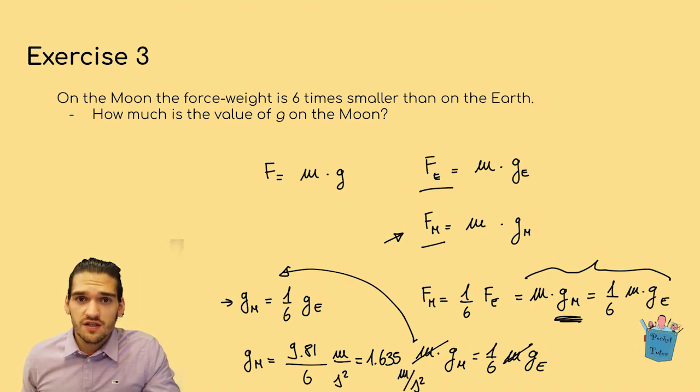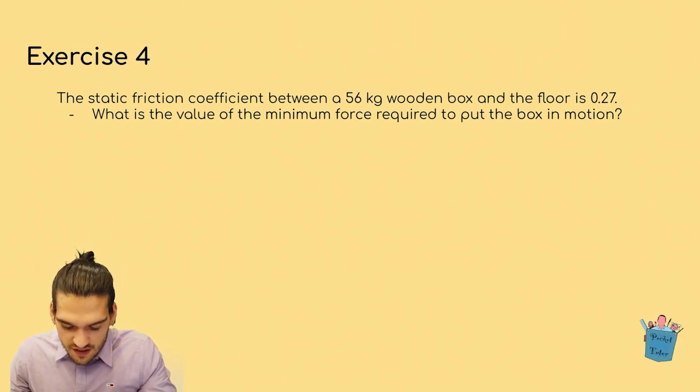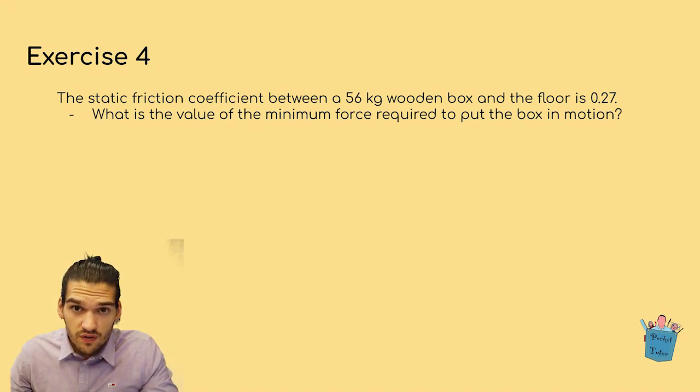Let's now see an exercise on the friction. This one says, the static friction coefficient between a 56 kilograms wooden box and the floor is 0.27. Remember that the friction coefficient doesn't have a unit of measurement. It's just a real number.